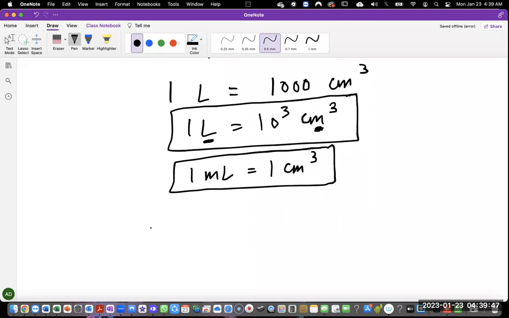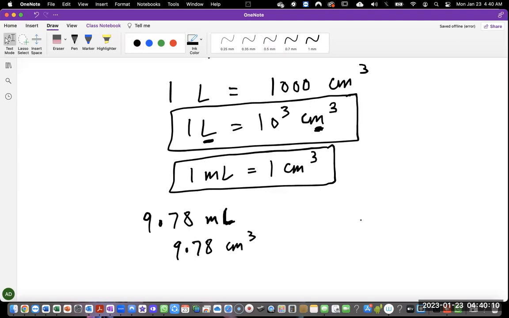So if I quickly just tell you that I have 9.78 mLs, you can simply call it 9.78 centimeter cube without any math, no change required. The value stays the same. 9.78 stays 9.78. ml and centimeter cube are equivalent.